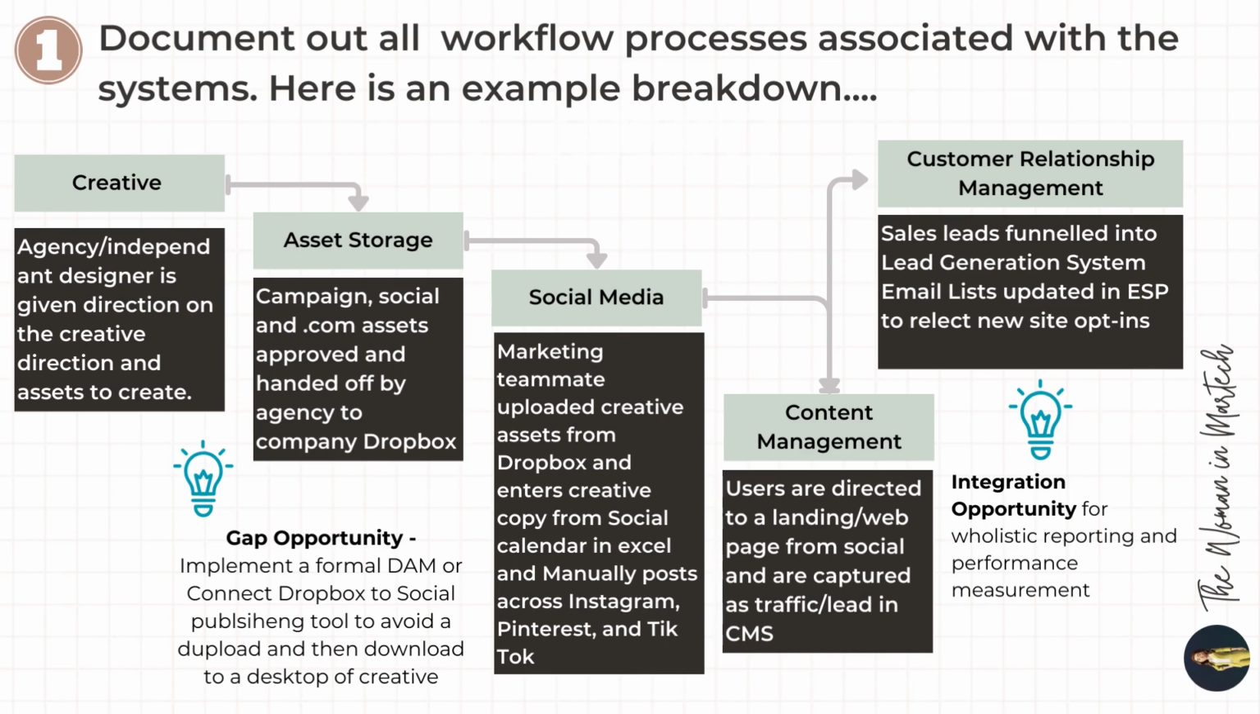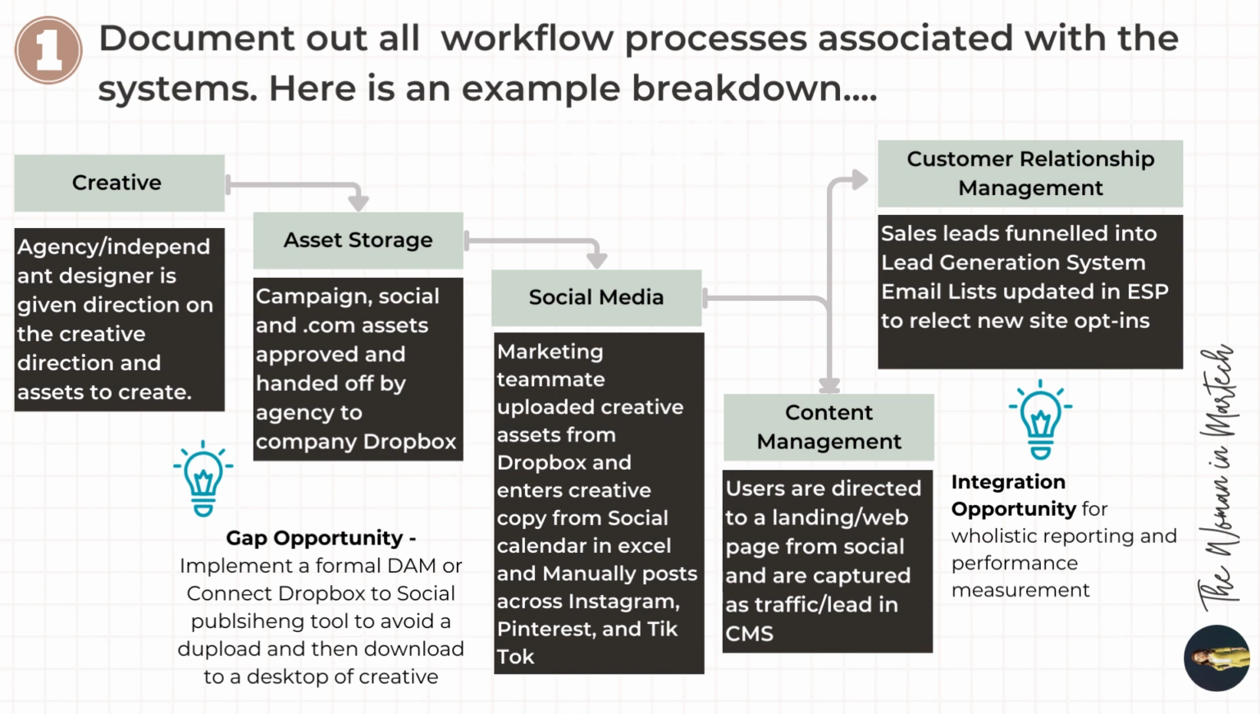Next, from that social post, the users are going to be directed to a landing or a web page, and we'll be capturing them as traffic or a lead in our CMS. And then we will likely end up pushing that lead into our customer relationship management platform or our CRM. And then that's where we will take our sales leads and funnel them into a lead generation system, potentially building out an email list for those leads. So again, that's an integration opportunity. So we have two systems doing something very similar. How can we integrate them so that we're capturing everything and reducing the need for manual push?